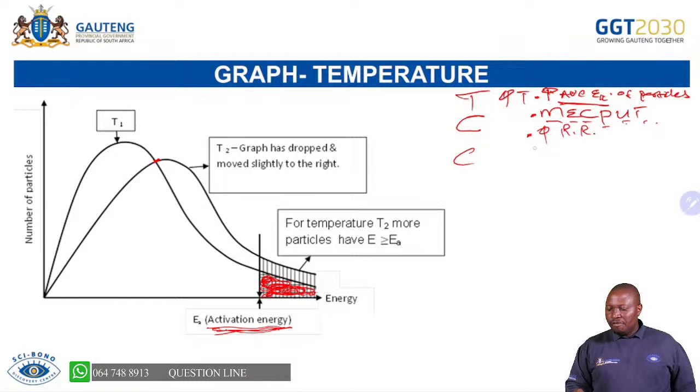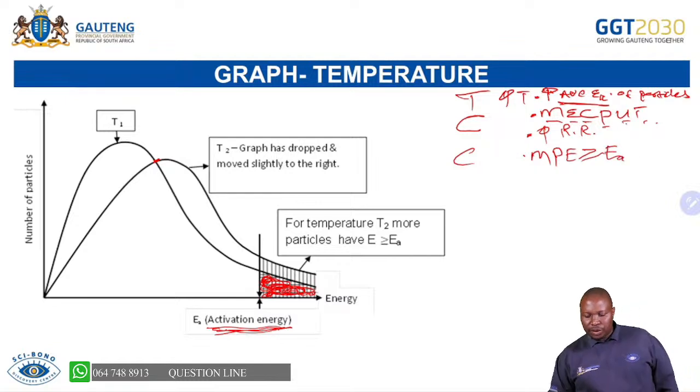And then depending on the number of marks, you can really say more particles will have energy greater than or equal to the activation energy. You say that in your own words: more particles will have energy greater than or equal to activation energy. So those are the 4 bullets that we are writing.